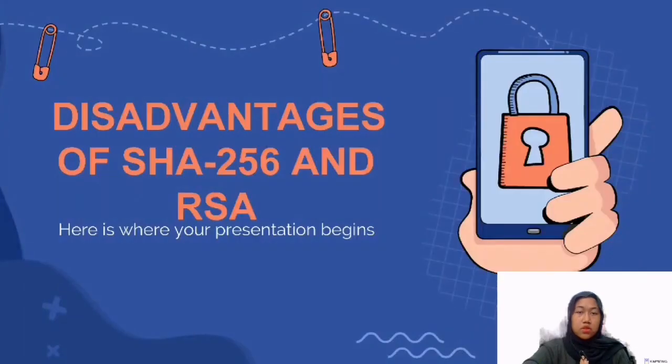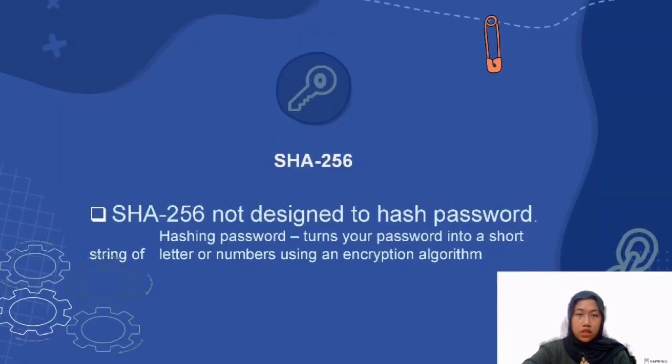So now I will talk about the disadvantages of SHA-256 and RSA. For SHA-256, one of the disadvantages is that SHA-256 is not designed to hash passwords. So what does hash password mean? Hashing a password turns your password into a short string of letters or numbers using an encryption algorithm. So if a website is hacked, cyber criminals don't get access to your password. Instead, they just get access to the encrypted hash created from your password. So as we use SHEIN, cyber criminals can take all your sensitive information such as address, phone number, and account number when they can access our password to get into our account.